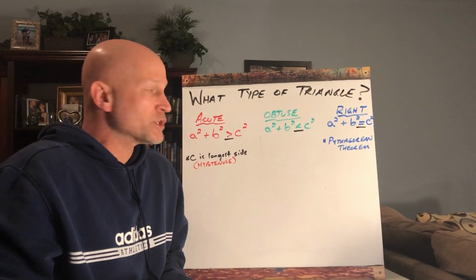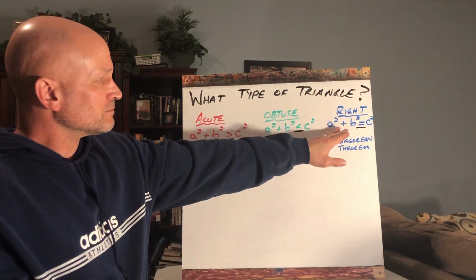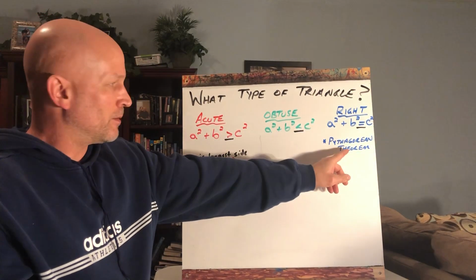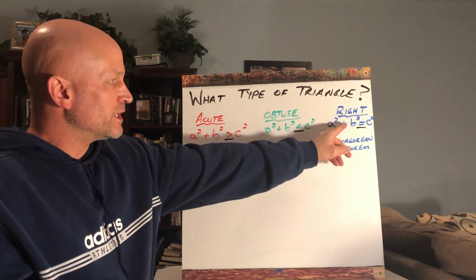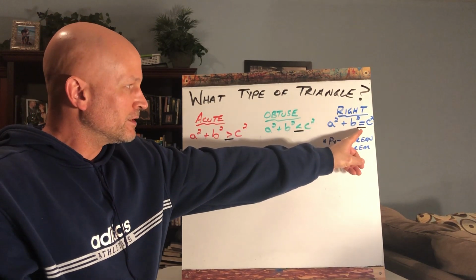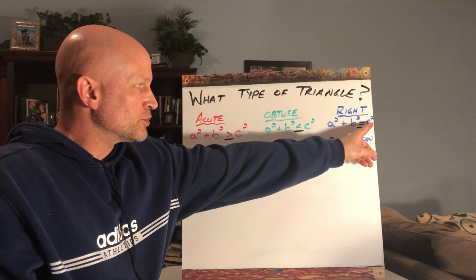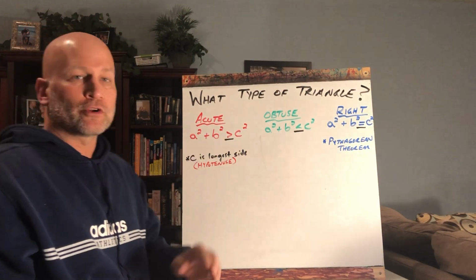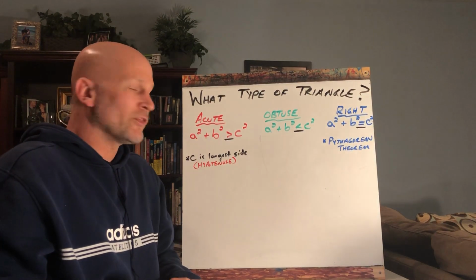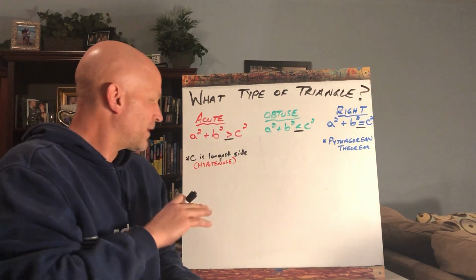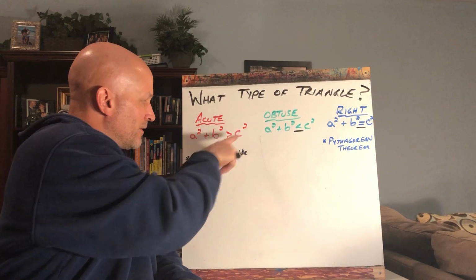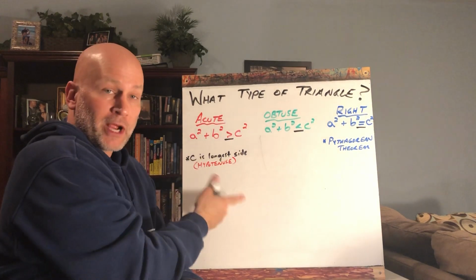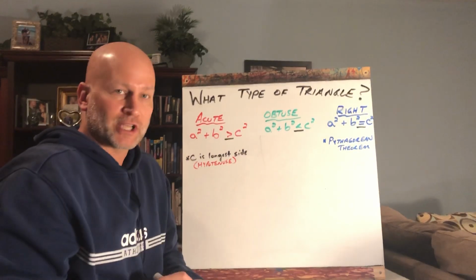We are going to be using this formula, which is also called the Pythagorean theorem, where a squared plus b squared, and then we're going to determine if it is equal to c squared, or if it's smaller than c squared or greater than c squared. The one thing that we have to remember, if we go back to the video before, is that in our formula, c, which is our hypotenuse, is always going to be our longest side.